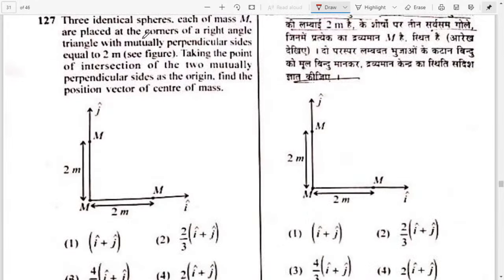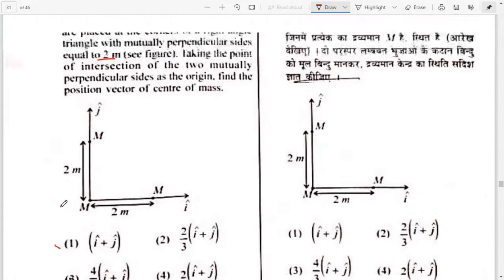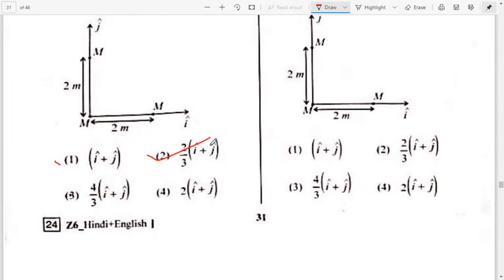Next, 3 identical spheres, each mass m, are placed at the corners of a right angle triangle with mutually perpendicular sides equal to 2 meters. Taking the point of intersection of the two mutually perpendicular sides as the origin, find the position vector of center of mass. It is option number 2 is correct option, students.